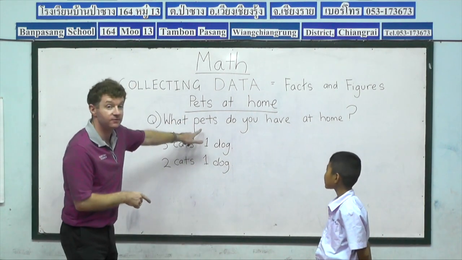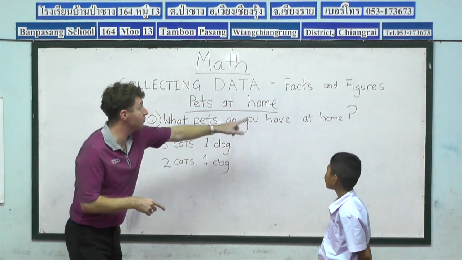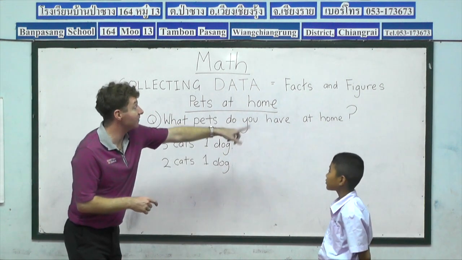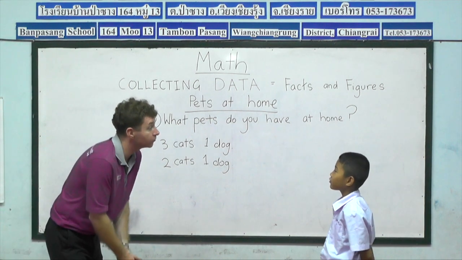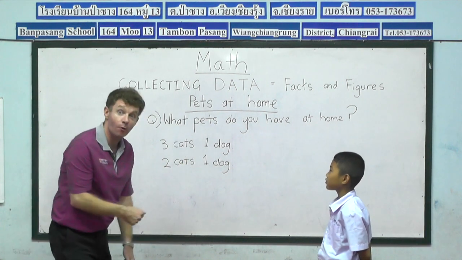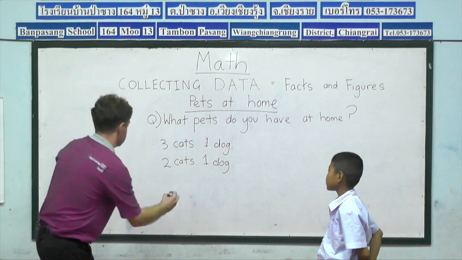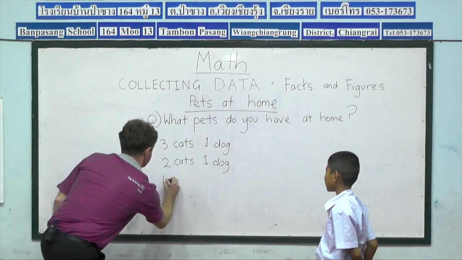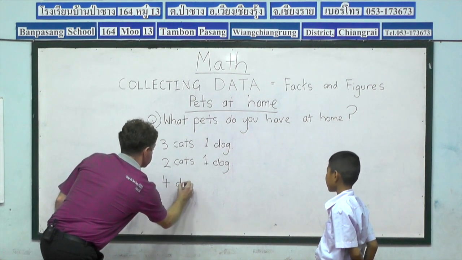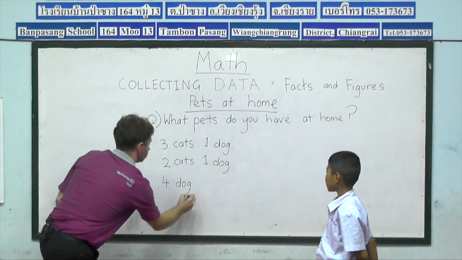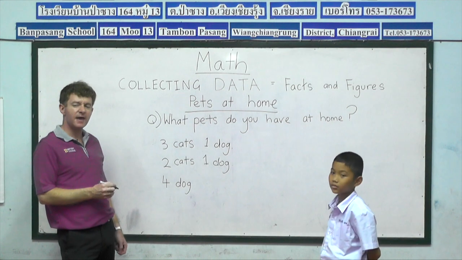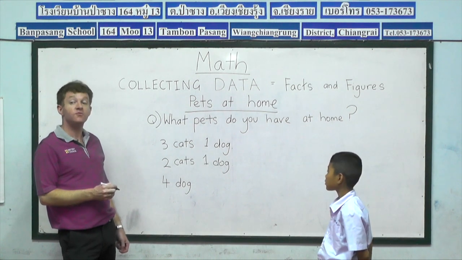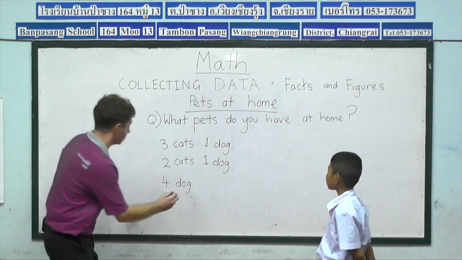Okay, so let's find out about Pangpon's pets. What pets do you have at home? Pangpon. Dogs. How many? Four dogs. Okay. So we can write the number four. D-O-G. Is that correct, guys? Four dog? S. Why do we need S? Dogs. Dogs, plural. Excellent. Well done.